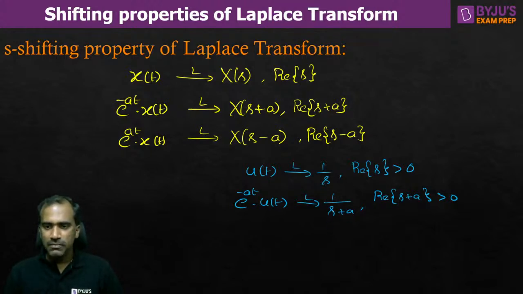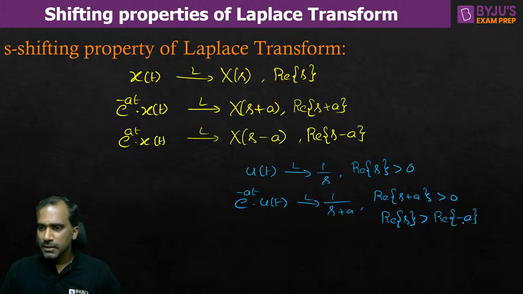This is the Laplace transform, which we already know. Just for you to understand the S shifting property, I'm writing it here. From the Laplace transform of U of t, we are trying to get the Laplace transform of this signal by using the S shifting property. When an exponential signal is multiplied in the time domain, in the S domain S is shifted; S is replaced with S plus A. So what happens to the ROC? Real part of S is greater than this, so if it goes to the other side, it becomes real part of S greater than minus real part of A. So this is the S shifting property.